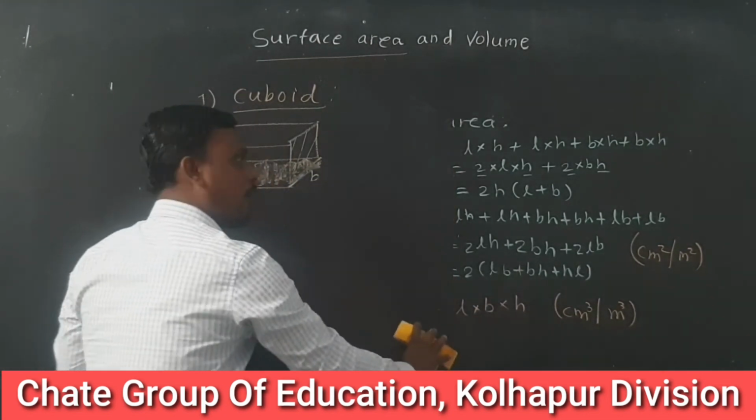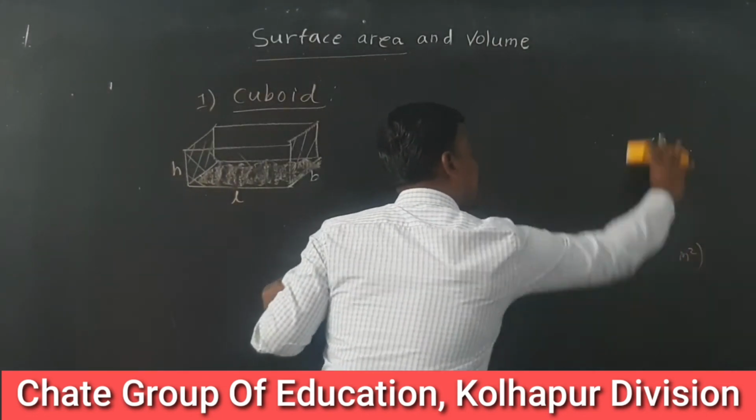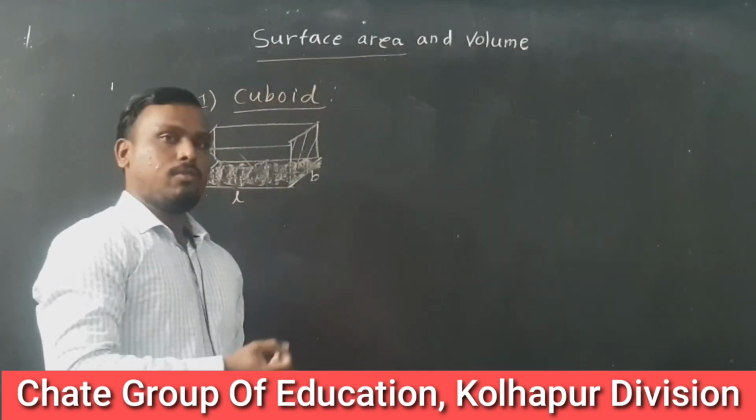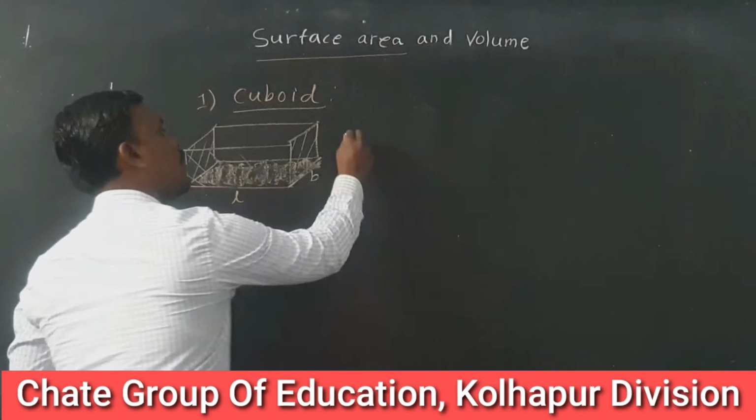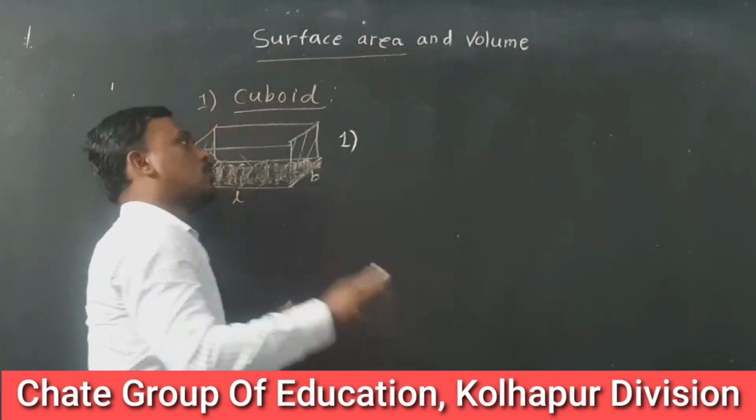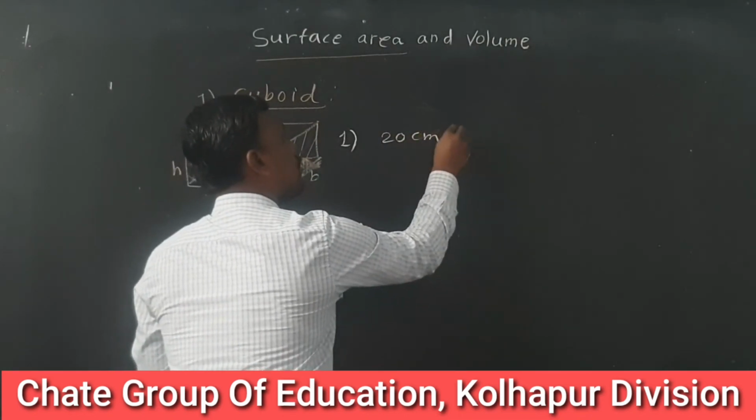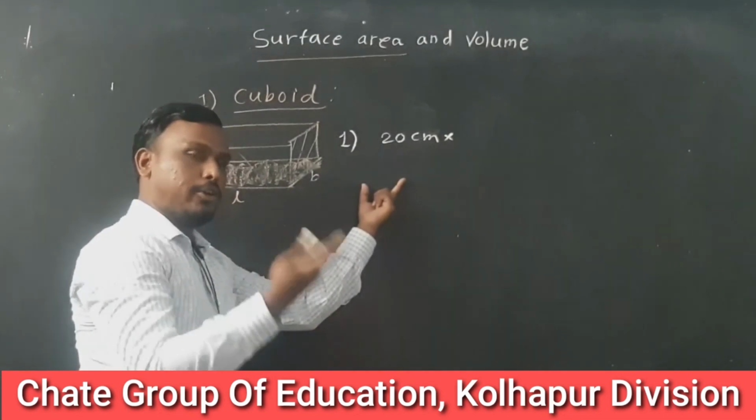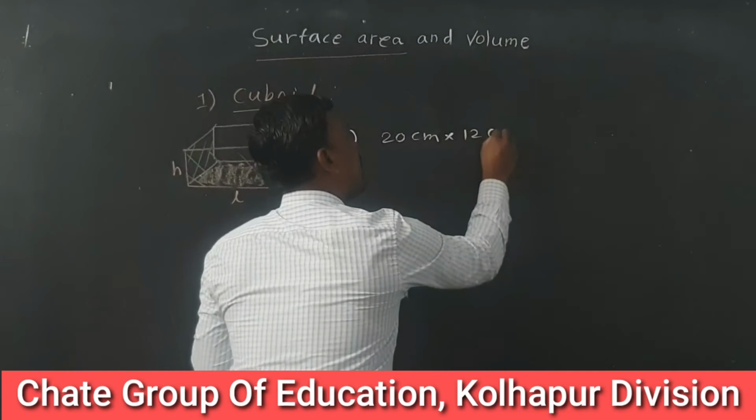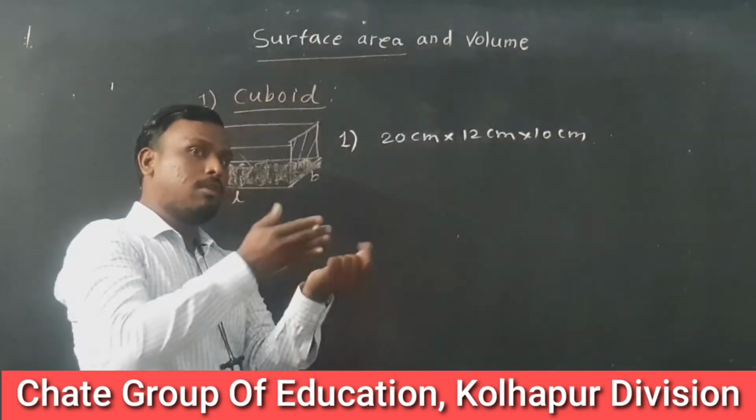Now we have discussed the formulas. Now how to use this formula to solve the example, because the examples will be there for your exam. Suppose the dimensions of a cuboid are given to you: 20 centimeter by 12 centimeter by 10 centimeter. Likewise, the dimensions will be given to you.